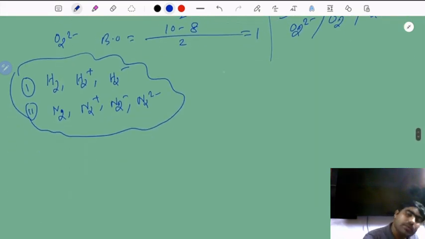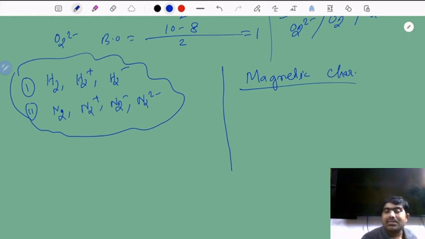Now, another important topic is magnetic behavior, or magnetic character. What is magnetic behavior? Magnetic character means if we put a molecule in a magnetic field, is there any effect or not? If they show any effect, it is called paramagnetic, and if they have no effect, it is called diamagnetic. Very simple. Now the question is, how can we know whether it is paramagnetic or diamagnetic?